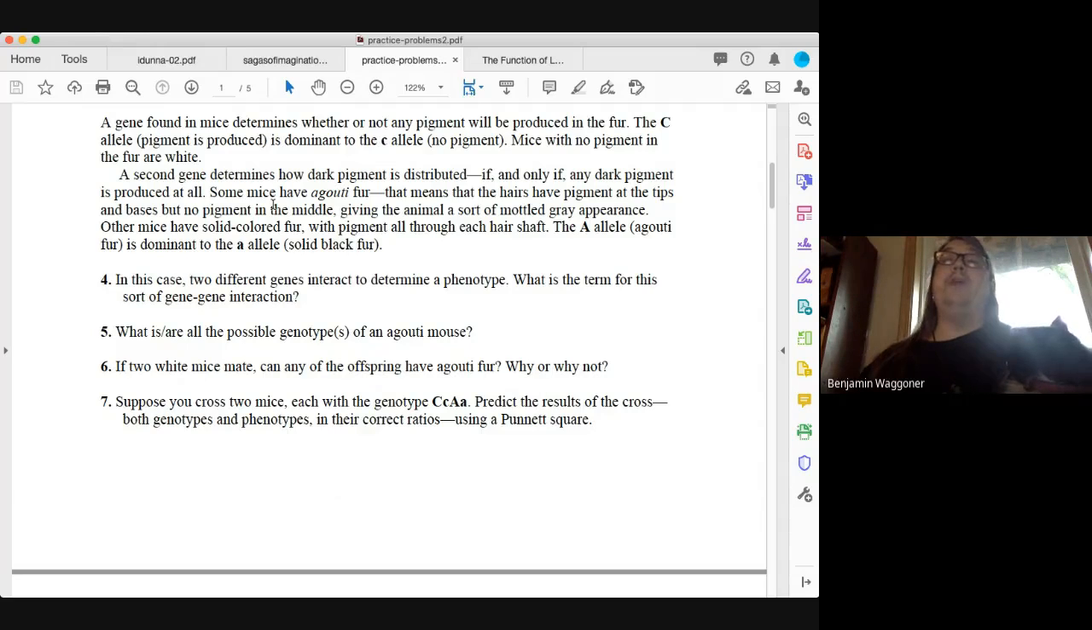And some mice have agouti fur all over, and other mice have solid colored fur where all of the hair shaft has color. This particular one has white spots, but his dark hairs are dark all the way through. Whereas if you have agouti fur, it's got kind of a mottled heather gray appearance to it. I'm not perfectly sure how to describe it, but it's easy enough to see if you've got a cat handy.